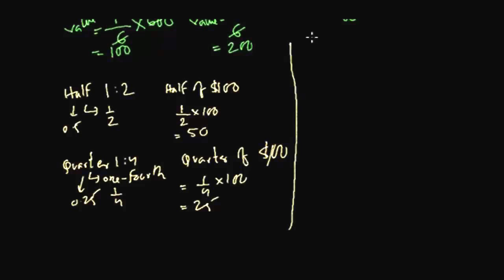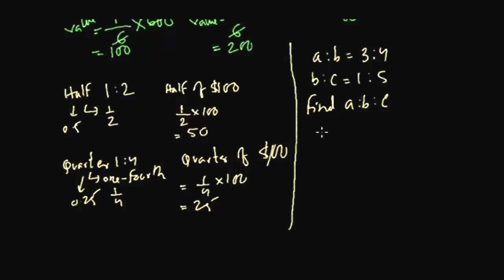You might get a sum like this. This is a bit irregular. For example, if someone tells you some ratio is given, A:B is 3:4, this information is given, and B:C is 1:5. These two ratios are given, and they're asking you to find A:B:C. Now how to do that?